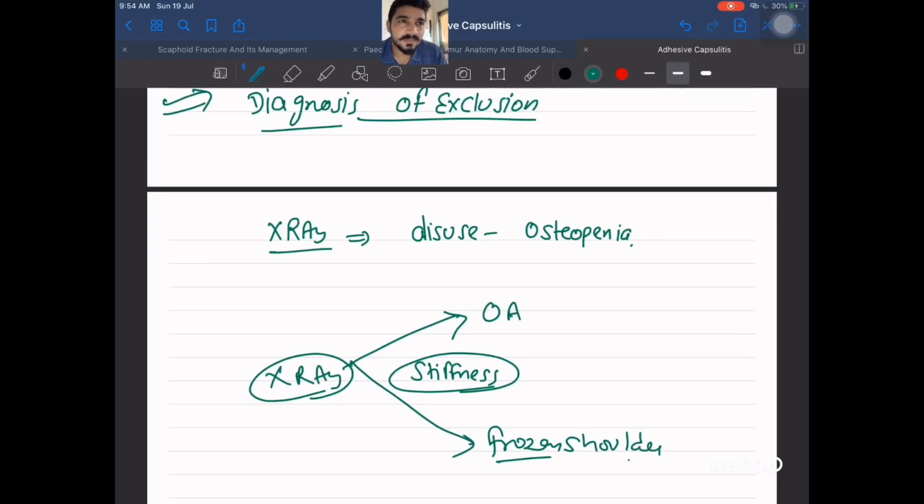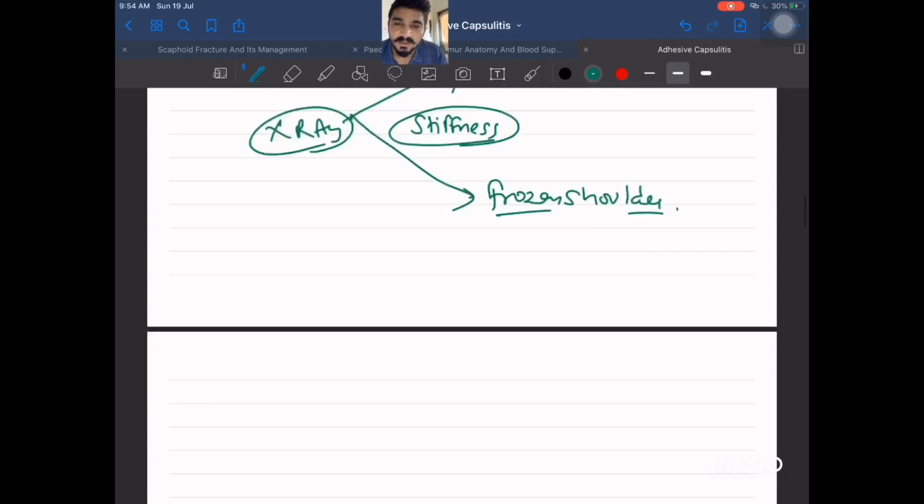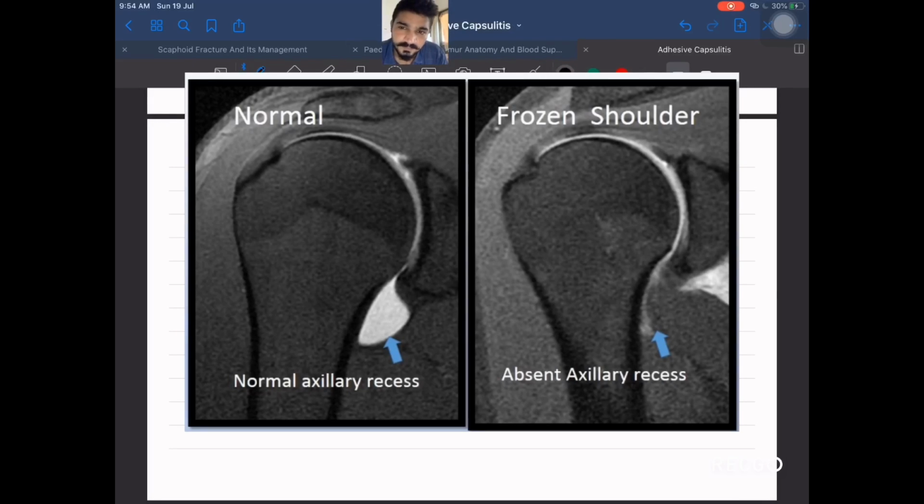The main thing about the investigation is to look at the MRI over here. This is a normal MRI and this is the affected MRI. We can see that the axillary pouch is missing in the affected MRI. So that's a peculiar finding.